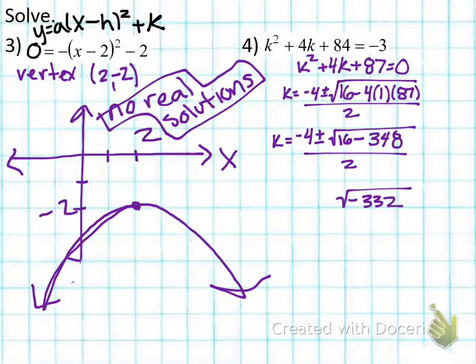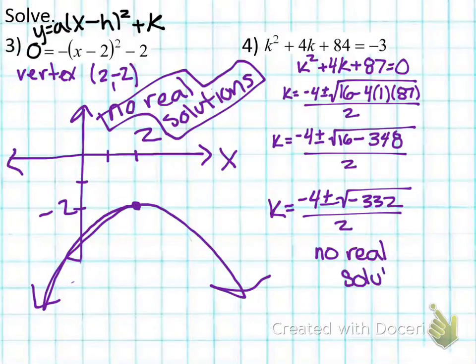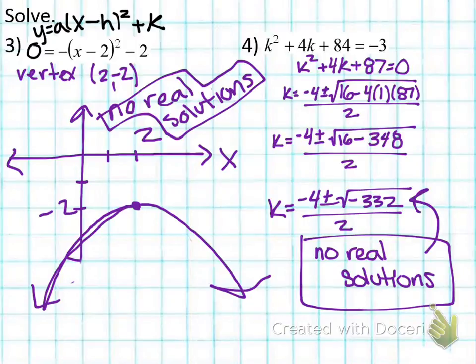I can't take the square root of a negative number, so even though I could write my answer like this, it's really just no real solution because I can't take the square root of this negative number here. Okay?